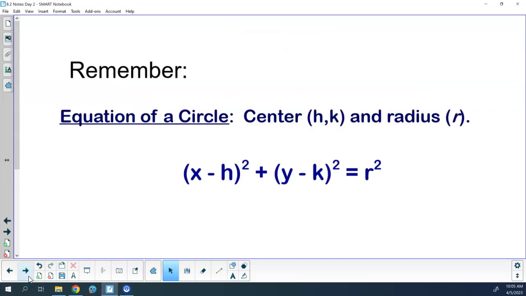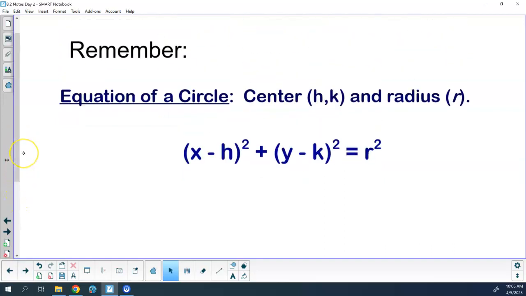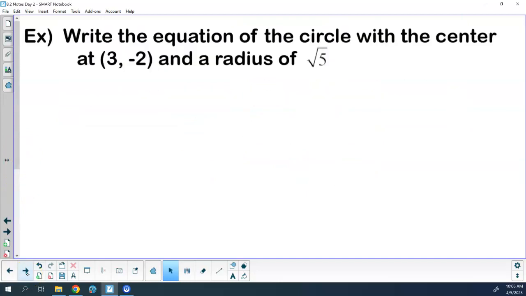So this should be in multiple spots within your notes. It should be in your notes for one, and it should be on your supplemental sheet for the other one. The equation of a circle is the quantity x minus h squared plus the quantity y minus k squared equals r squared. So your center is at h comma k. Radius is r. So that's in your notes already.